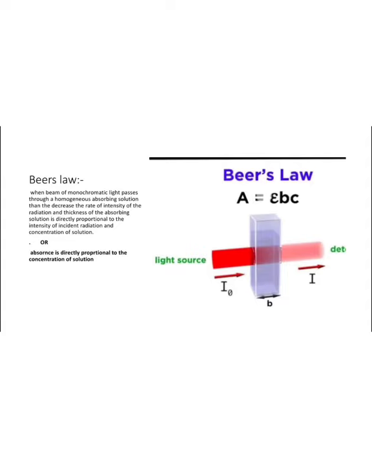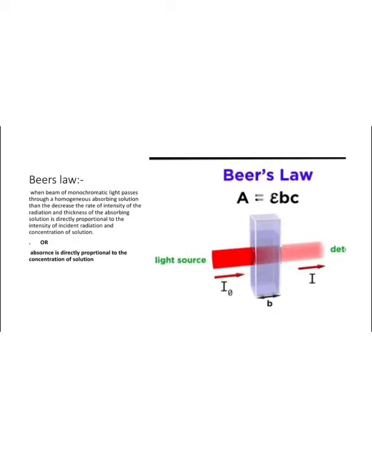Let's understand this by an example. Suppose sample A, sample B, sample C and sample D. Sample A has water, sample B has petrol, sample C is filled with diesel and sample D is filled with soil. Suppose all samples have the same path length, but when we move from A to D, their concentration increases: water, petrol, diesel and soil.